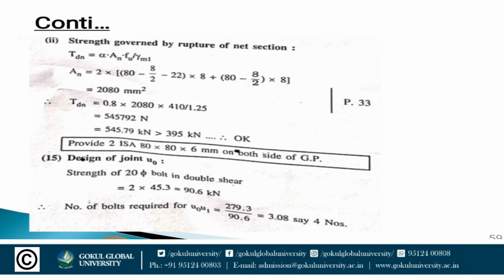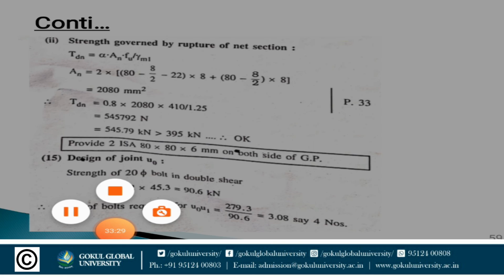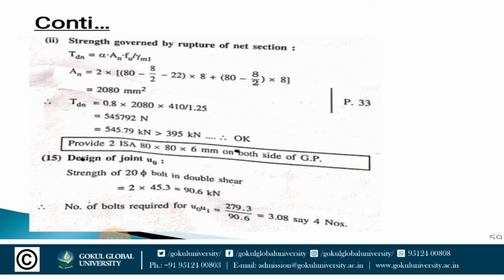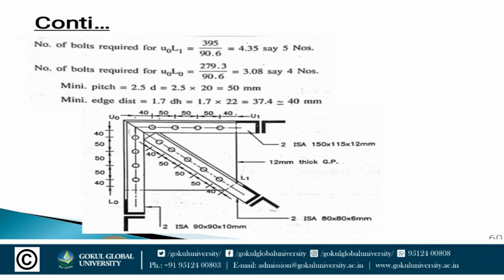Strength governed by rupture of net section. Then after that we design the joint. So first we design the joint U0. Strength of 25 mm bolts in double shear. So we got the shear capacity. Number of bolts required in U0 U1 is 4. Then number of bolts required in U0 L1 is 5. Number of bolts required in U0 L0 is 4 nos. So this figure gives the idea how to provide the different bolts in the different sections. Okay friends, thank you.